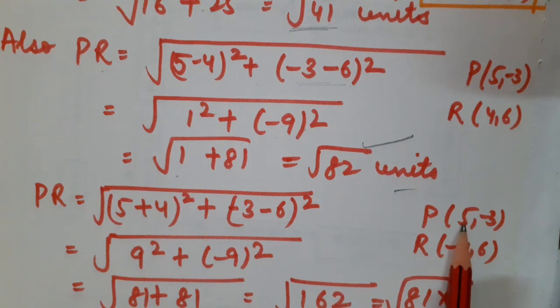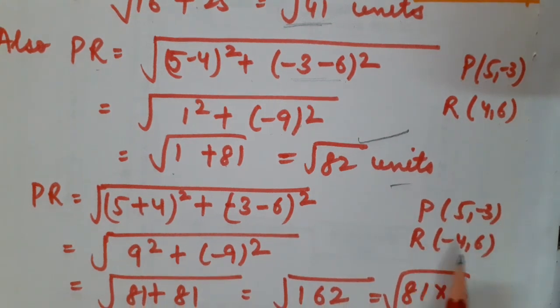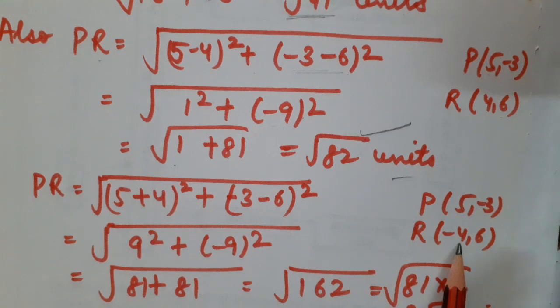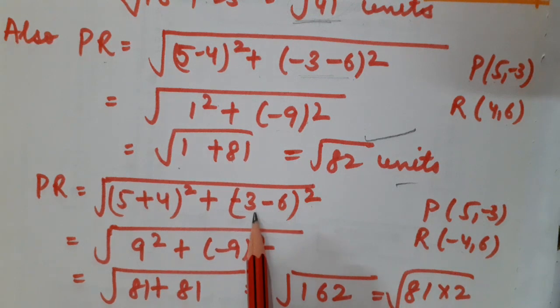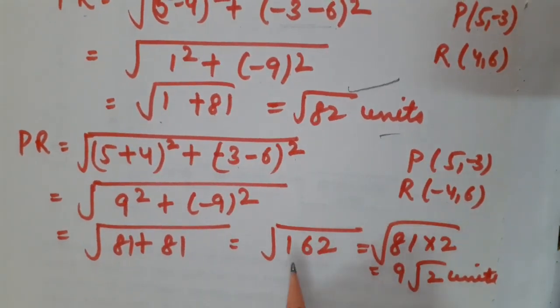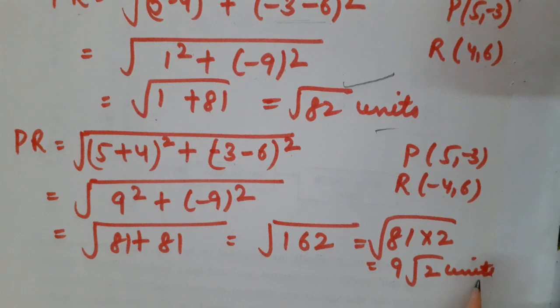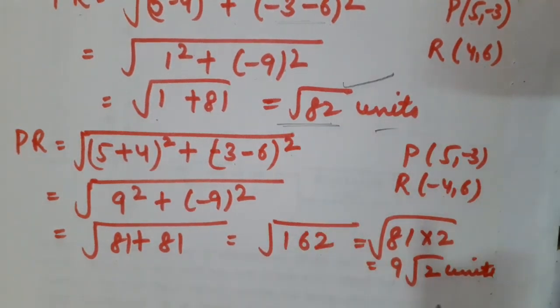Now what are the coordinates? This is 5, minus 3 for P, and R I am going to take minus 4, 6. Let us find PR. This is 5 minus minus 4, means plus 4. 5 plus 4 whole square plus minus 3 minus 6 whole square, that is minus 9 whole square. Here also 9 square. So this is root 81 plus 81. So I have got root 162. Children, can I write it like this? 81 into 2 whole under root, that is 9 root 2 units. Children, here you can see that I have got two different distances for PR.